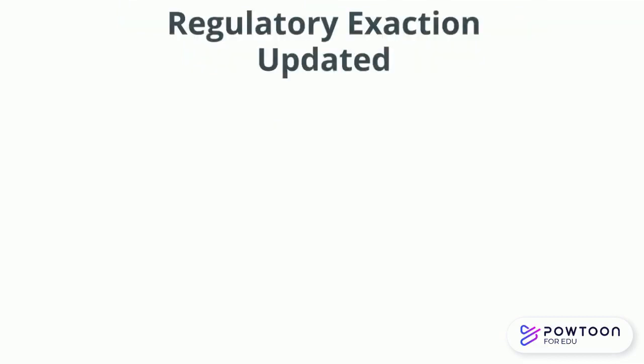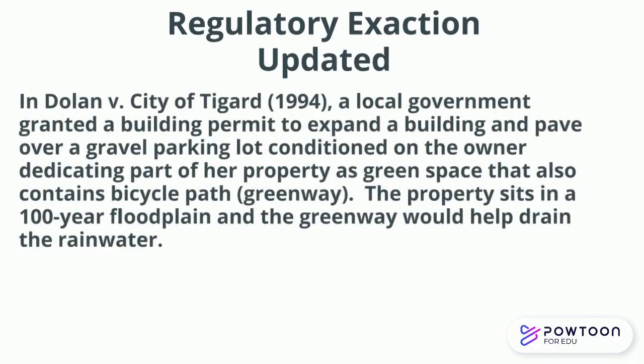The legal theory of regulatory exaction was amended in the Dolan case. In this case, a building owner wanted to expand its store and pave over its gravel parking lot, and the city conditioned the building permit on the owner preserving a small percentage of the property as green space, but also building a bike pathway.